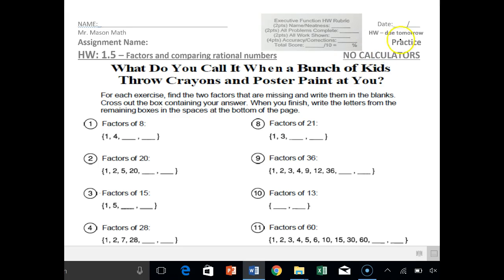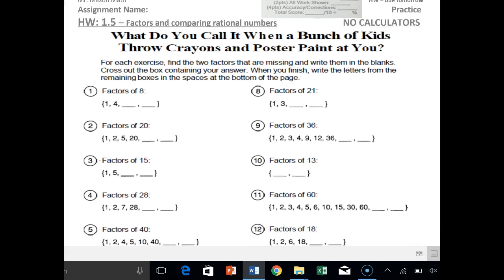No calculators, and this is a practice homework. So we're answering the riddle, what do you call it when a bunch of kids throw crayons and poster paint at you? For each exercise, find the two factors that are missing, write them in the blanks, and cross out the box containing your answer. When you finish, the letters from the remaining boxes get filled in for the answer to the riddle.